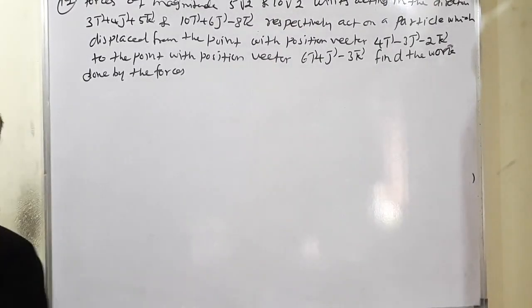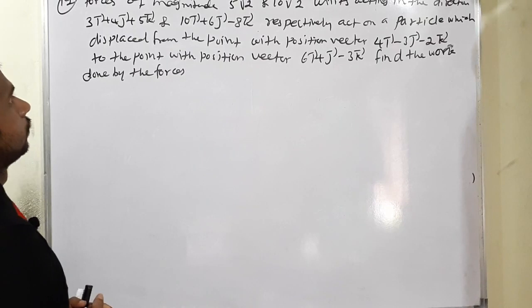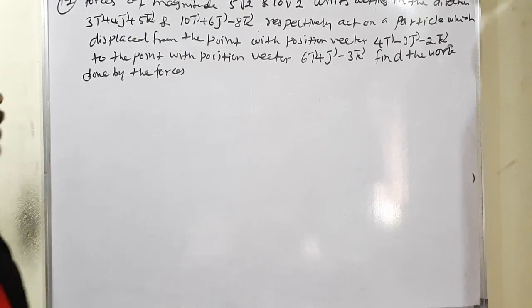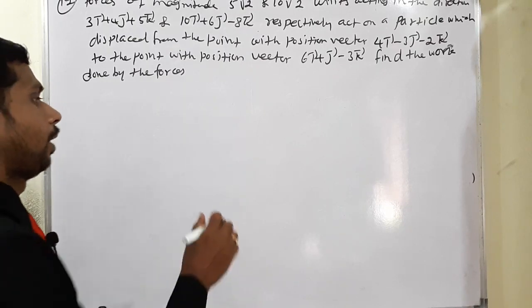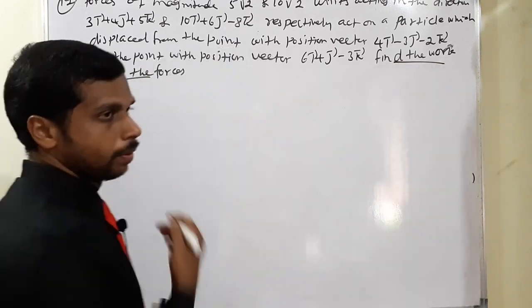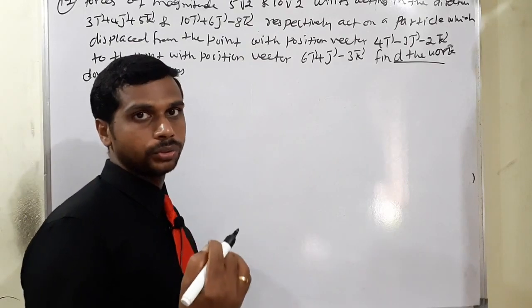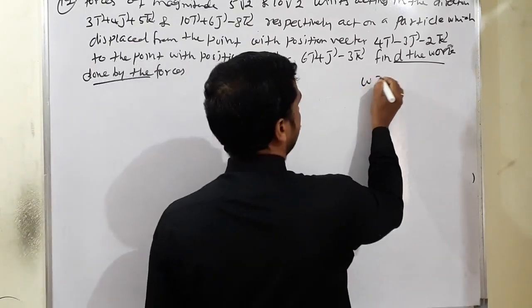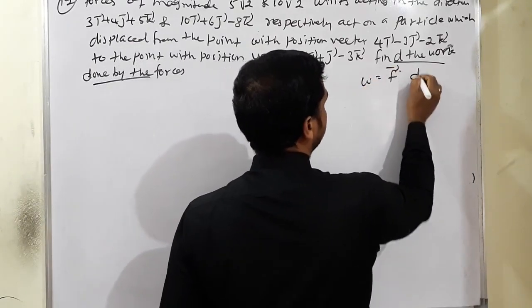Moving to question number 12. The question is a little bit different compared to question number 11. We have to find the work done by the forces. In question number 11 also we had to find the work done by a force. What is the formula? Work done means F vector dot D vector.